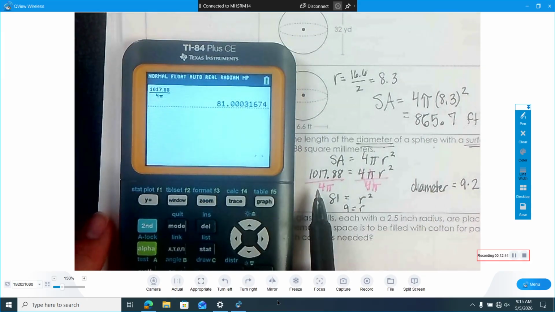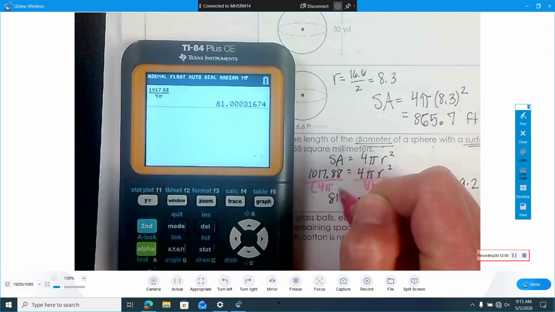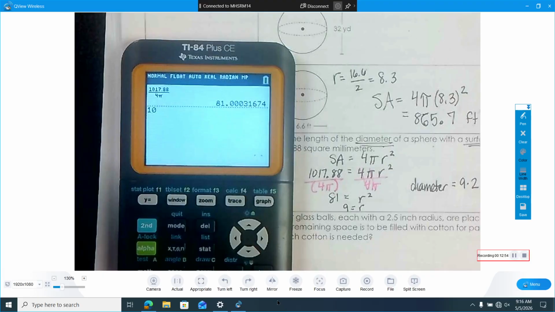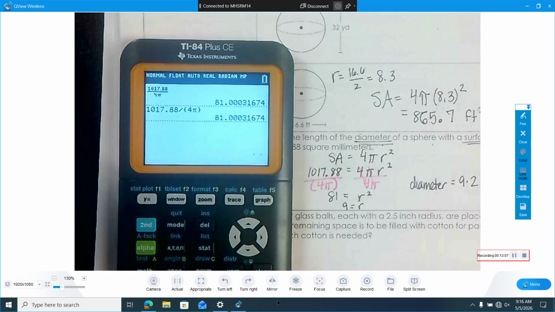You don't have to use alpha F1. If you didn't want to use alpha F1, then I can also get it by putting parentheses around the whole denominator. So 1017.88 divided by 4 pi. But if you put parentheses, that's telling the calculator divide by both of these. All right, and I'm going to get the same answer. So you can just use parentheses, which I think is a lot faster. That's what I use all the time. Okay?